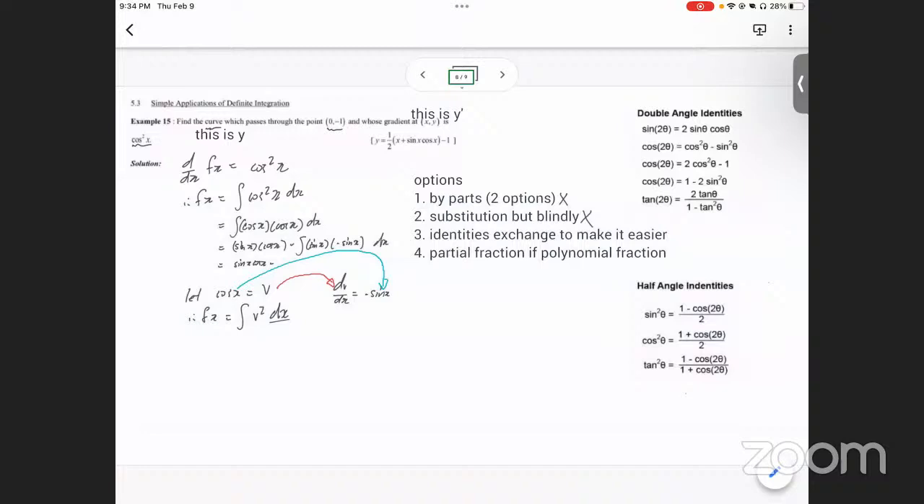Okay, so I'm just going to tell you. I'm not familiar with your trigo stuff, so I'm just going to tell you: try using this. Do you like the exchange? By parts is trading, right? Trading one integration with another integration. Substitution is trading. Identities is also trading. Trade with this one. See whether you like it or not.